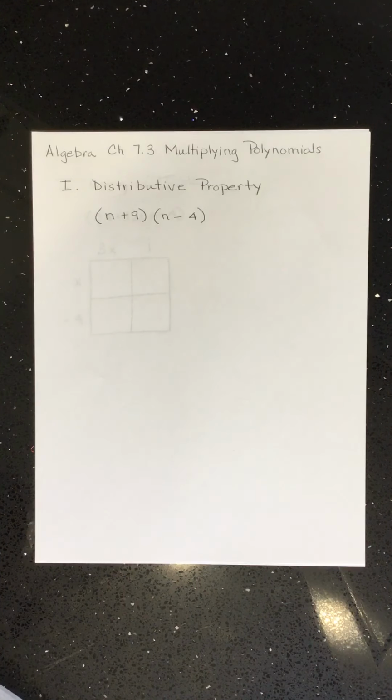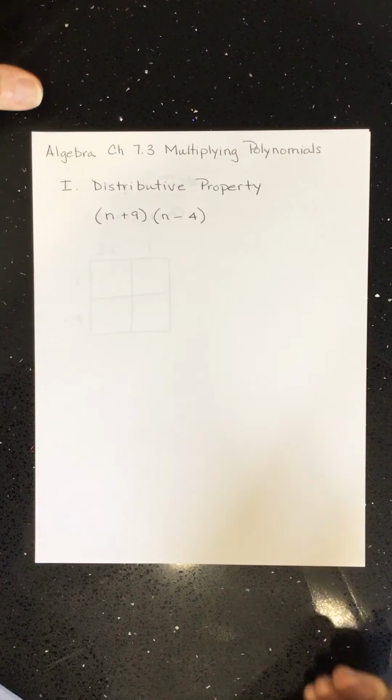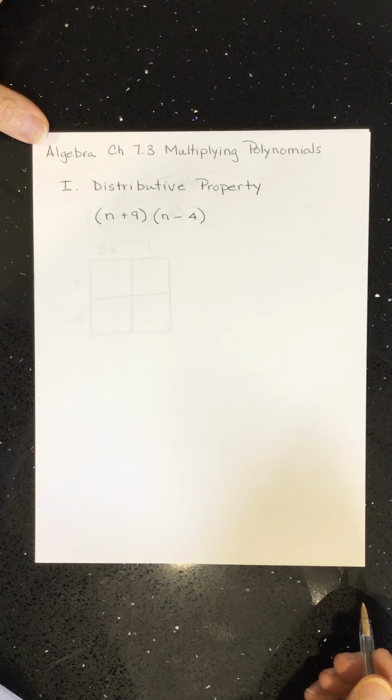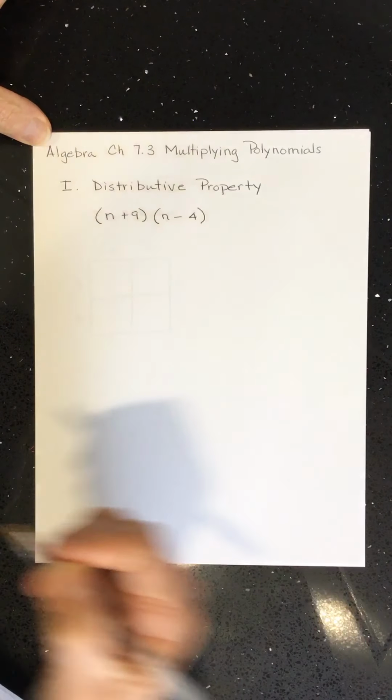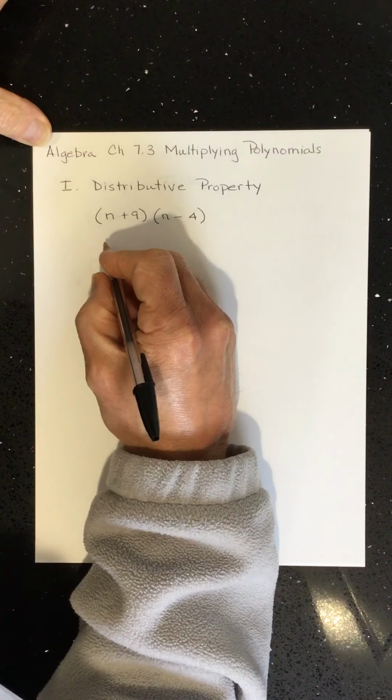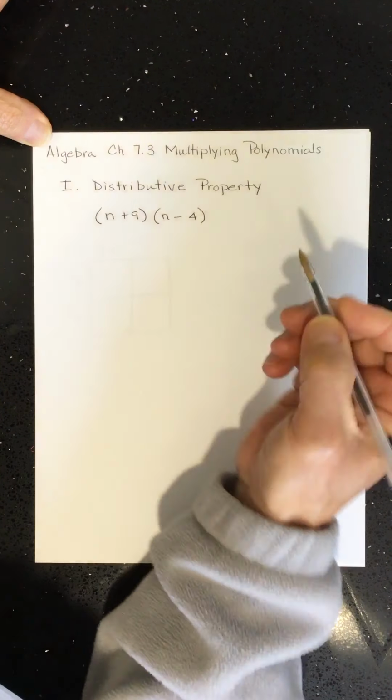So here we go, Algebra. This is chapter 7.3, multiplying polynomials. Feel free to pause the video as we go along because I'm going to move sort of quick. So the first example is going to be the distributive property.